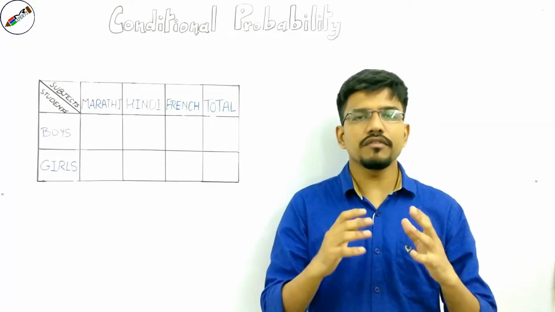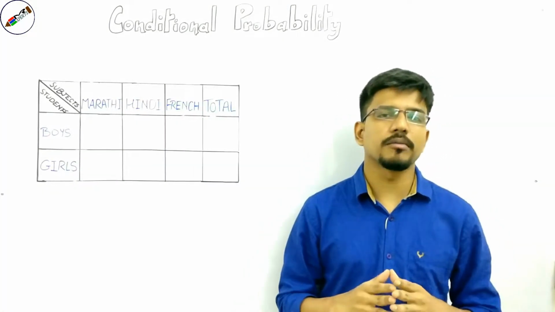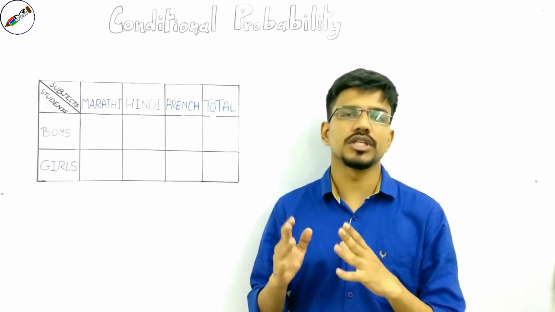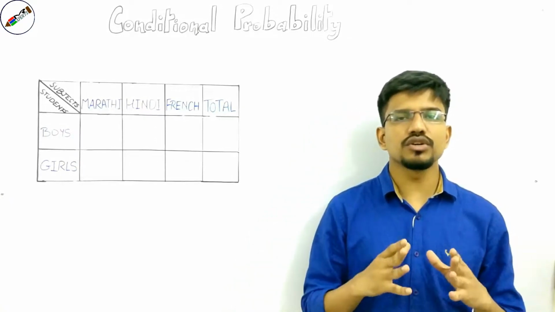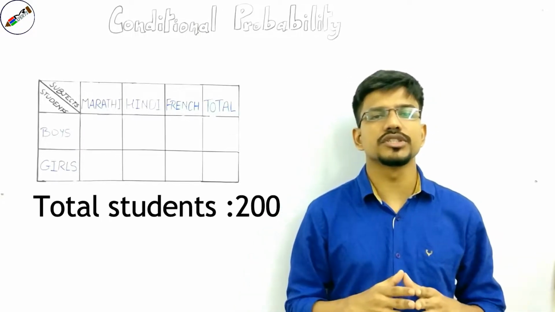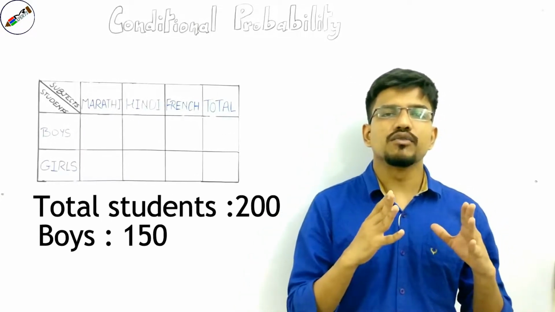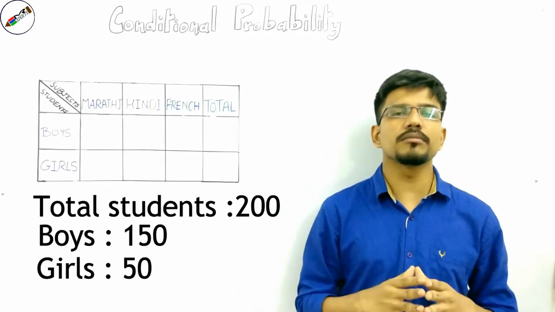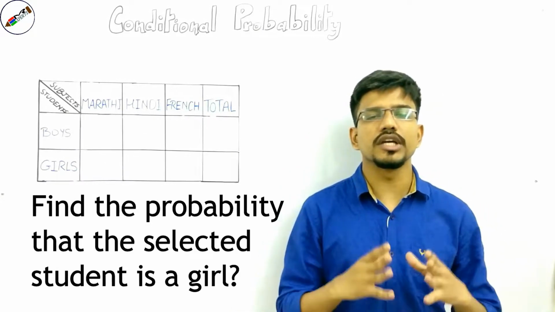Hi guys, today we are going to understand conditional probability. For that, let us first revise what probability actually is. Suppose in your school there are 200 students, out of which there are 150 boys and 50 girls. Then what is the probability that a selected student is a girl?